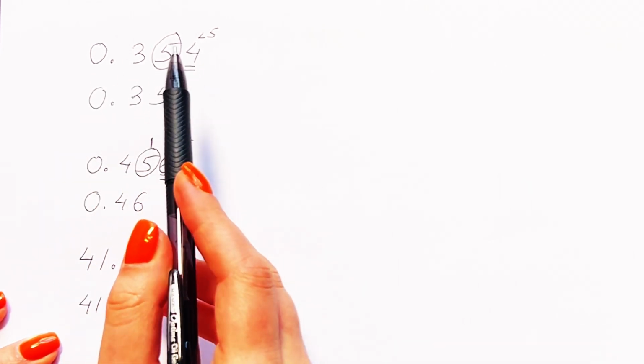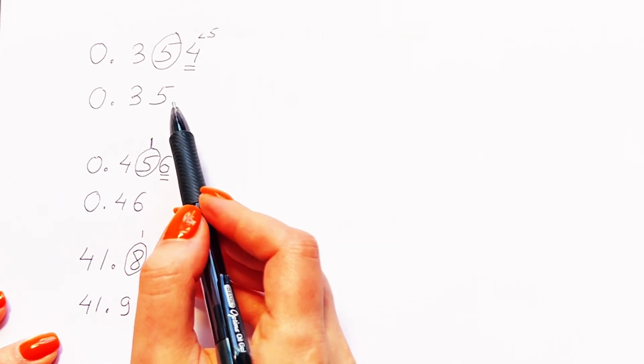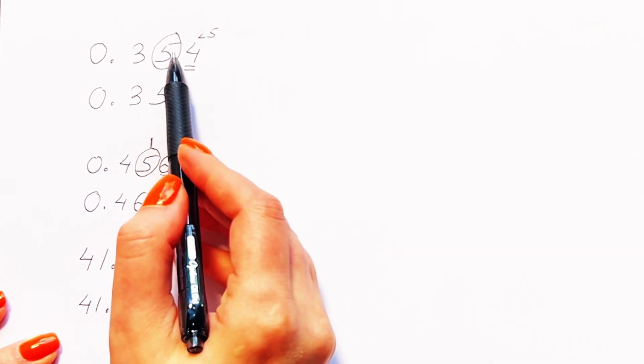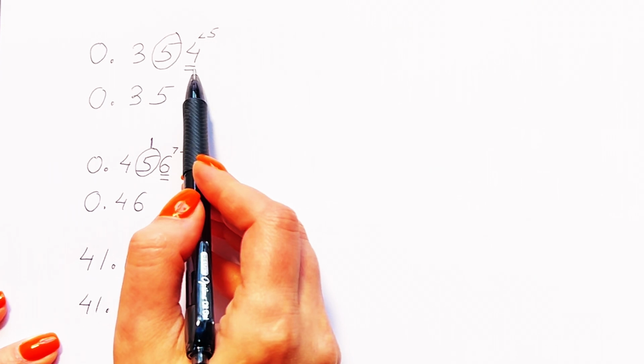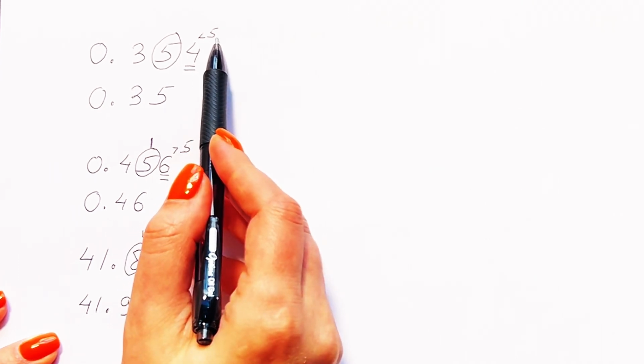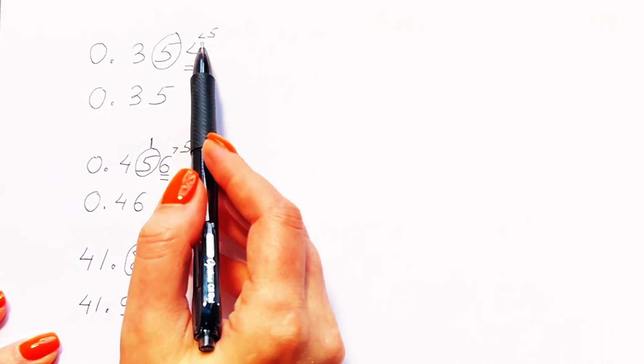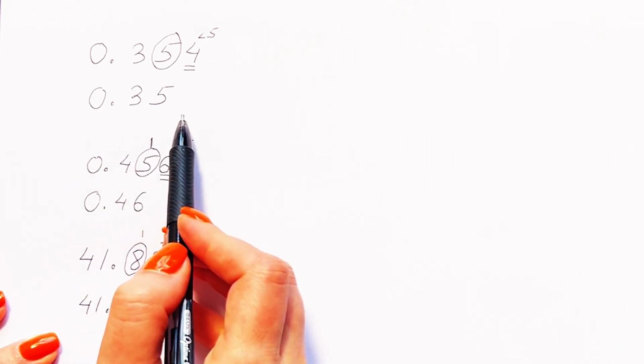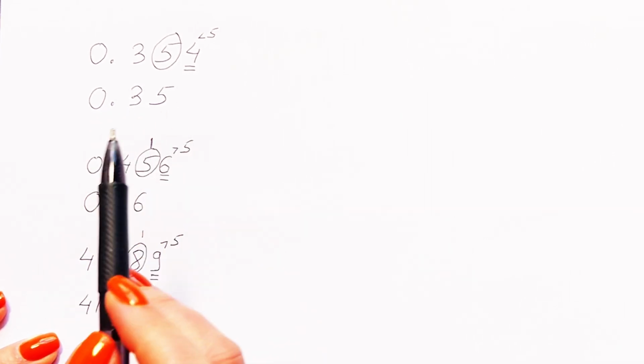So what we did here, 0 and 354 thousandths. Rounding to the nearest hundreds place. I circle the hundreds and mention the next digit. Next digit is less than 5. We're gonna cross out the next digit and the answer will be 0 and 35 hundredths.